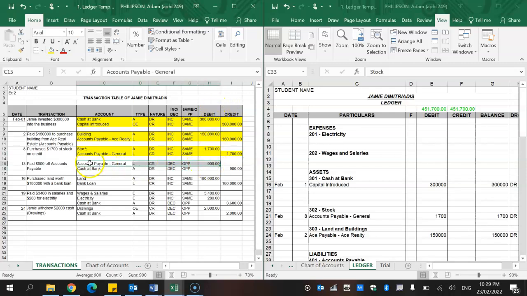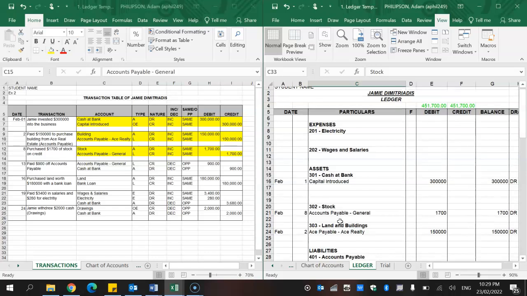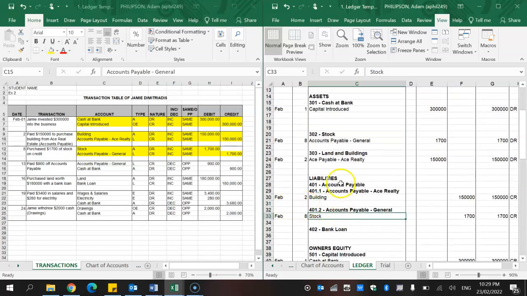Let's keep going. Alright, so in this one here, we've paid $900 off our accounts payable, and we are posting $900 debit to accounts payable general. Okay, so I like to let things breathe a little bit here, metaphorically, and have a bit of space in between my accounts. So I want to put another transaction in here, in between accounts payable general and bank loan, and I want to have a line of space. That's just me personally. It makes things easier to read than having it all clumped together.